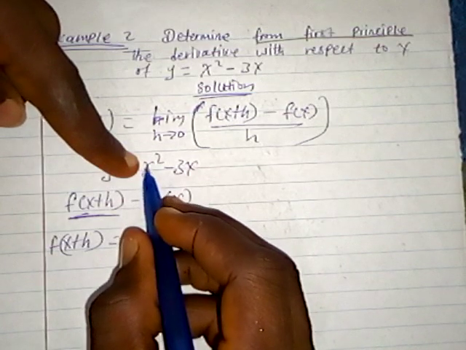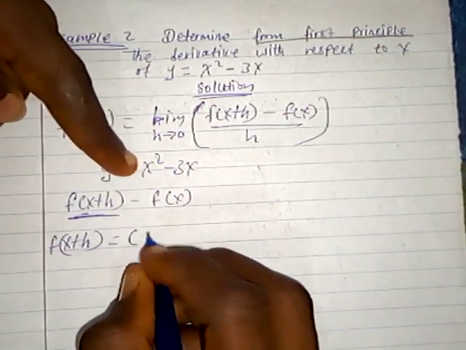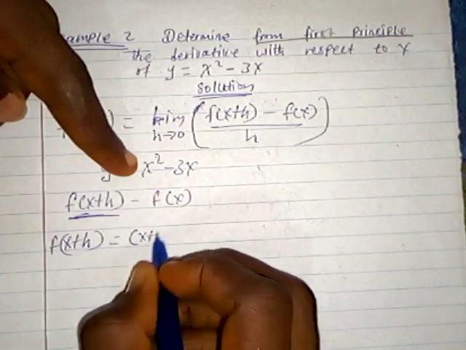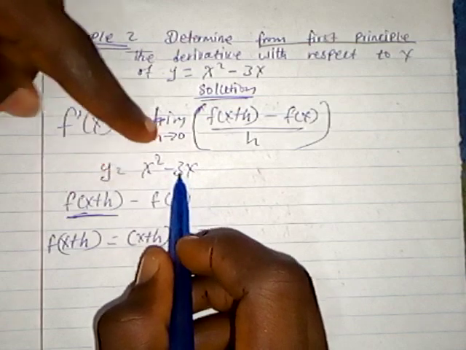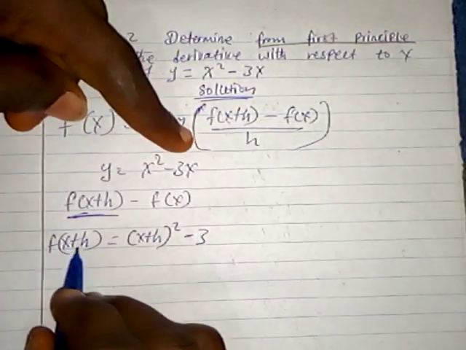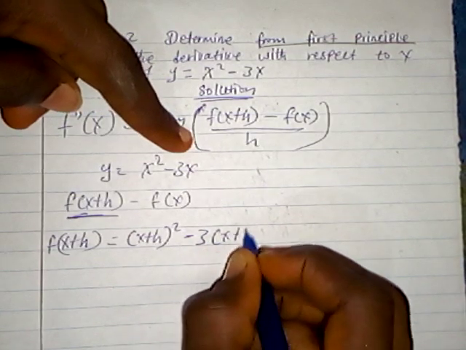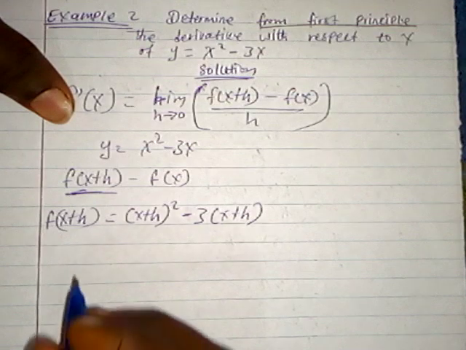So what is the function? It's x² - 3x. So the first is x, we put bracket (x + h) squared, minus 3. Do you see the procedure? After the 3 there's x. When you see x, you are going to put x + h. That's what it means. Similar procedure. Anywhere you see x, you put x + h.